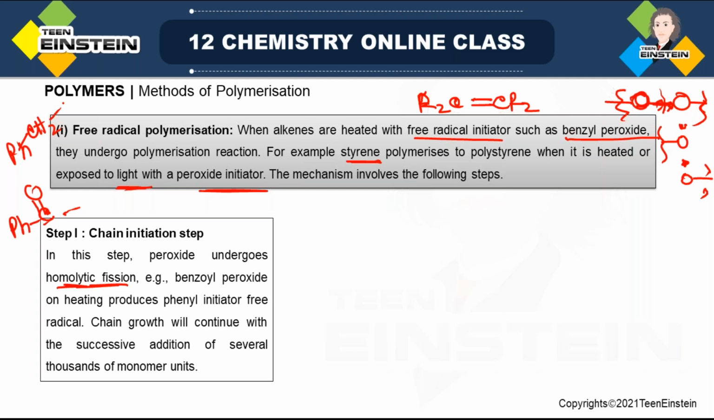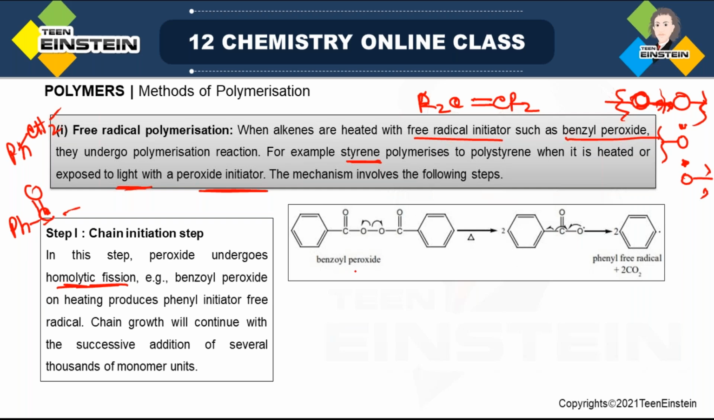For example, benzoyl peroxide, on heating, produces the phenyl initiator free radical. See, this is the picture of benzoyl peroxide, PhCOOOCOPh. Now, when you are heating it or exposing it to light, you have to use this type of sign. There is homolytic fission. See, here a single-headed arrow is used. It is not a double-headed arrow. A double-headed arrow you can use in heterolytic fission, where positive and negative charges are generated, but not in homolytic fission. As it is a single electron over each atom, you have to use a single-headed arrow.